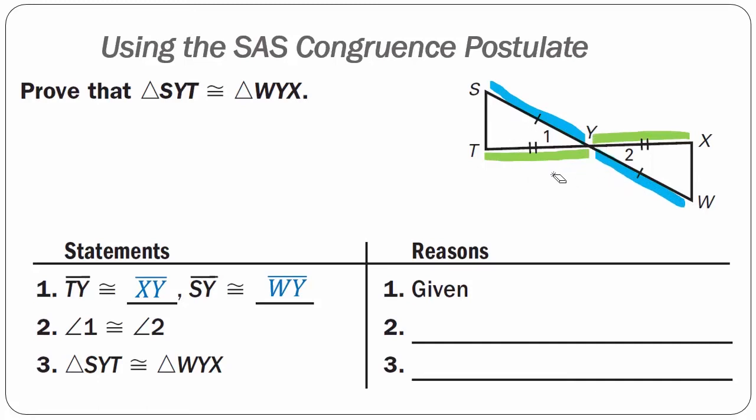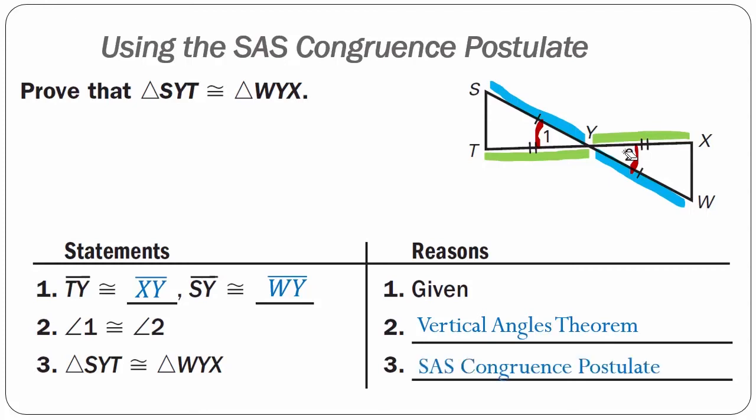Since we have two intersecting lines, we know that angle 1 is congruent to angle 2 because they are vertical angles, so angle 1 is congruent to angle 2 using the vertical angles theorem. I have three pieces of information over here. I have two sides congruent to two sides of another triangle, and I also have an angle between the two sides congruent to an angle between the other two sides. And so I can say that triangle SYT is congruent to triangle WYX using the side angle side congruence postulate.